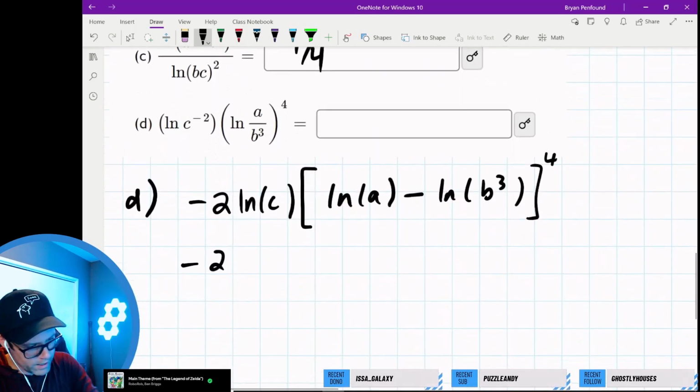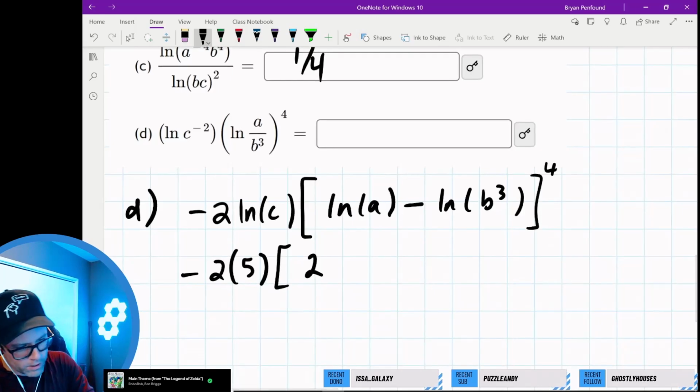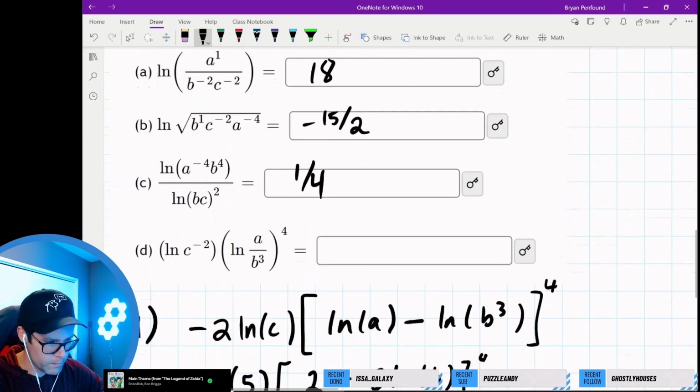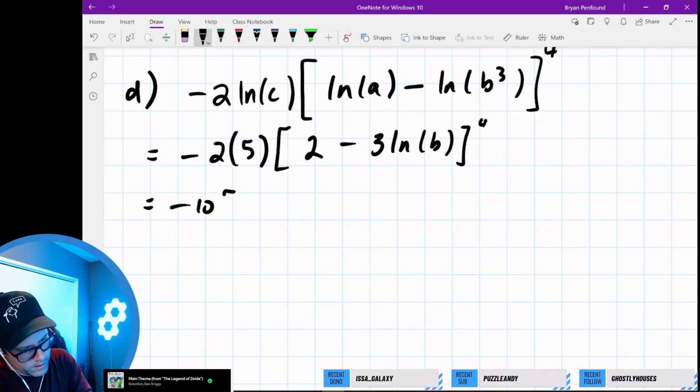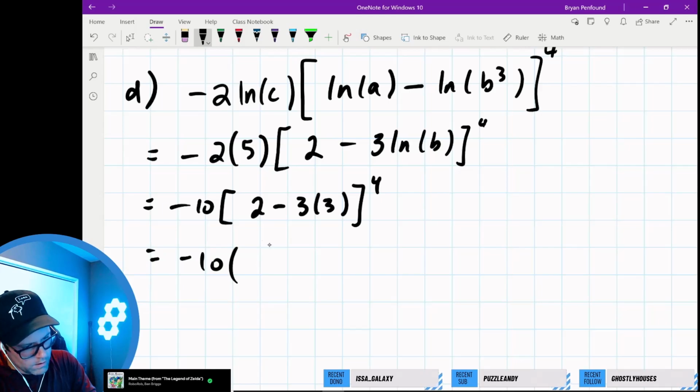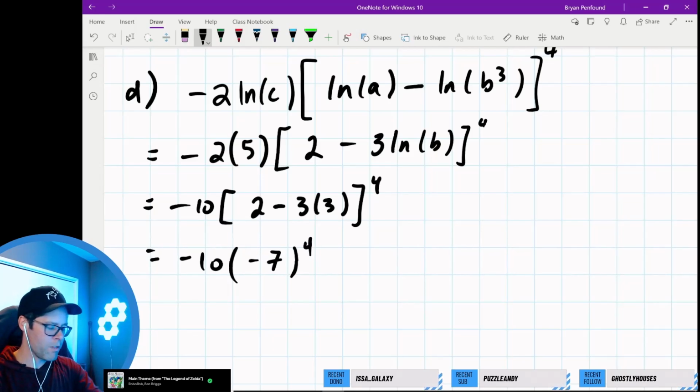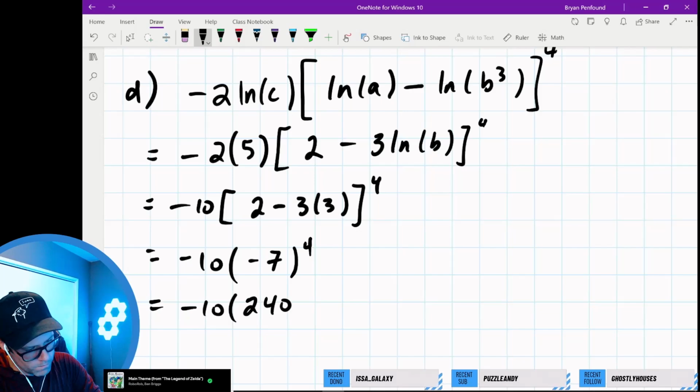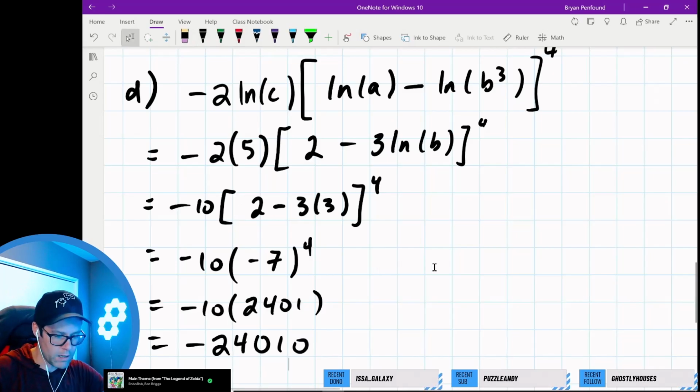So we have -2. What's ln C? C is 5, right? So this is -2 times 5. Ln A, I think, is 2. And then we're going to get -3 ln B. And ln B is 3. So -10, 2 minus 3 times 3 to the power of 4. 2 take away 9? 2 take away 9 is -7? Who knows 7 to the 4th power? I barely know 7 squared. 2401. So -24,010. That was a pretty big number.